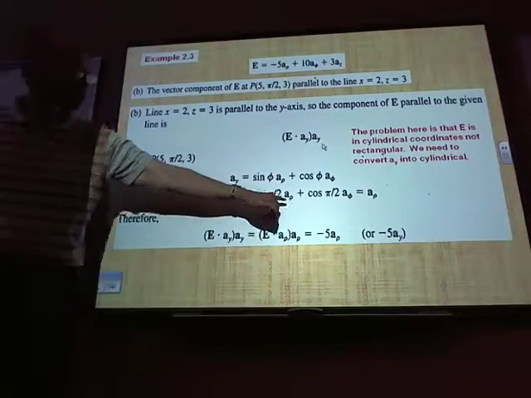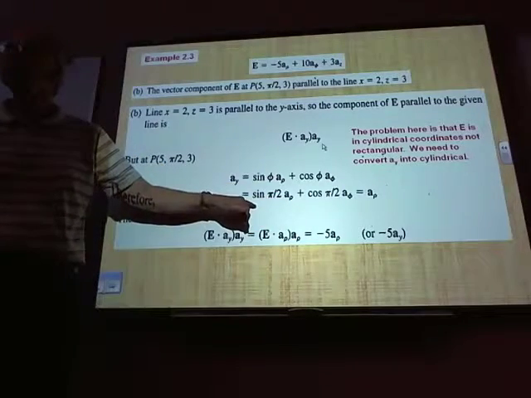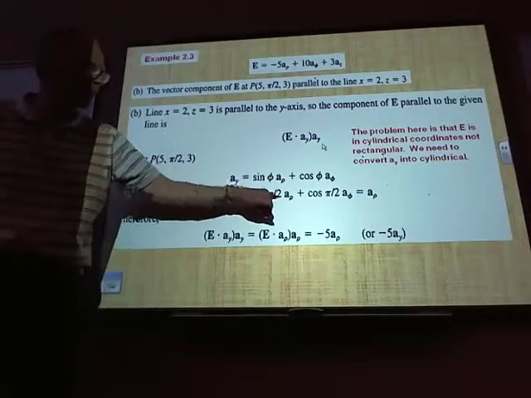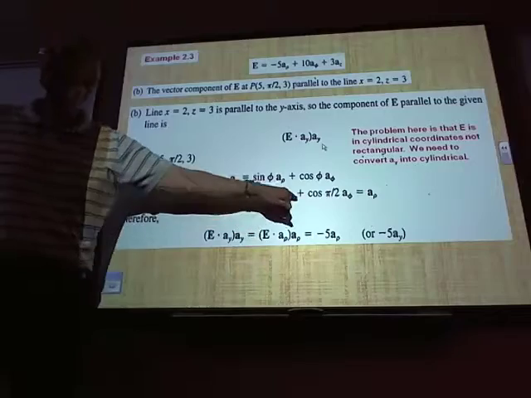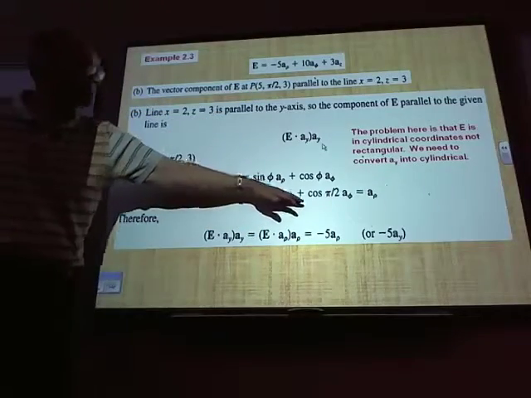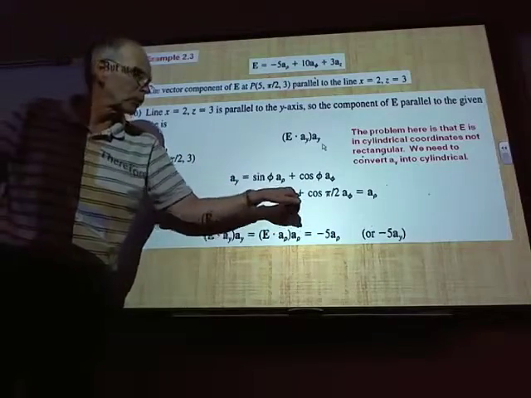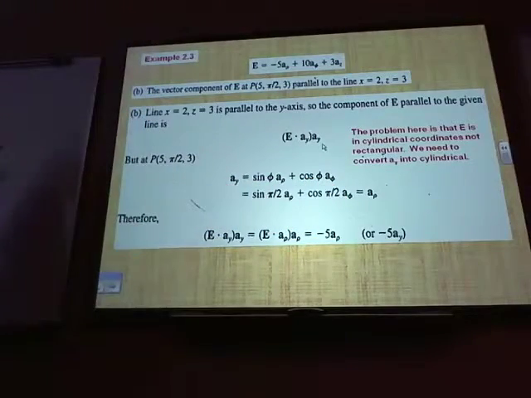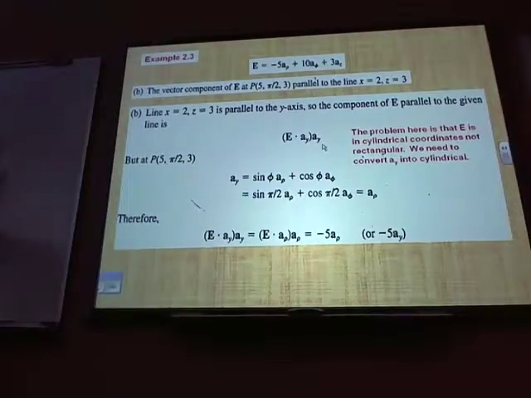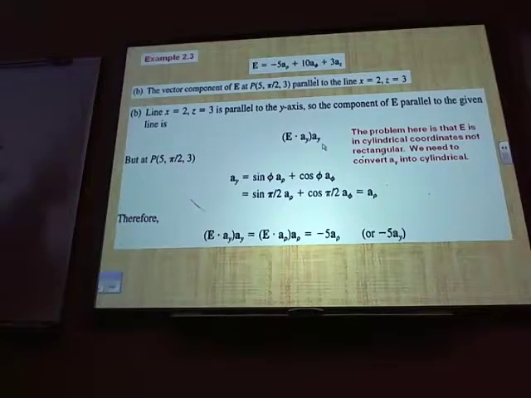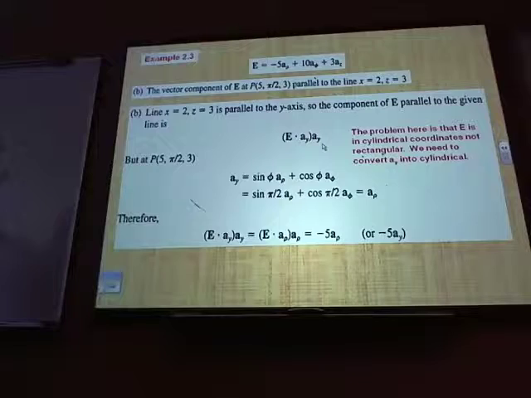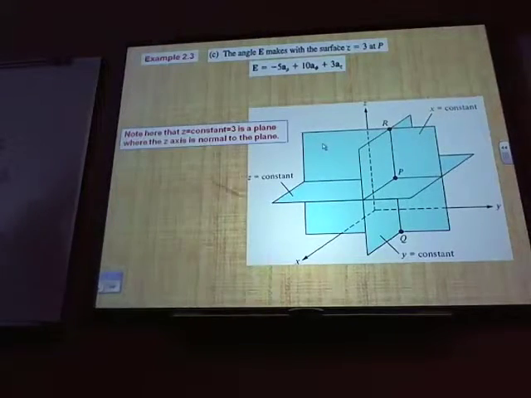The only reason we know that is that at that particular point in space, when I put my values of phi in here, this other term dropped out, and the only thing I was left with was a_rho. It's just a mathematical thing that came out this way. Normally, yes, you would have other terms in there. All right.